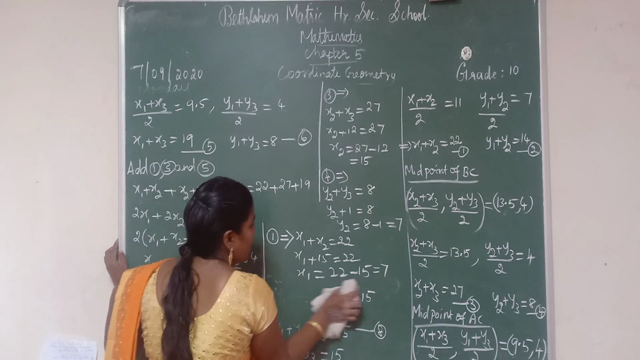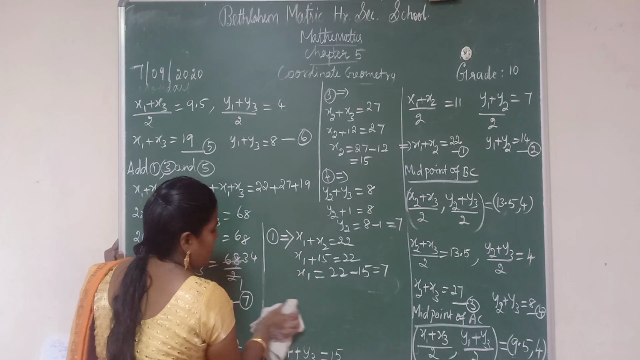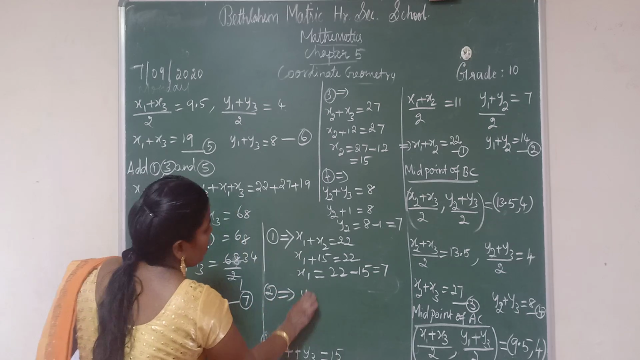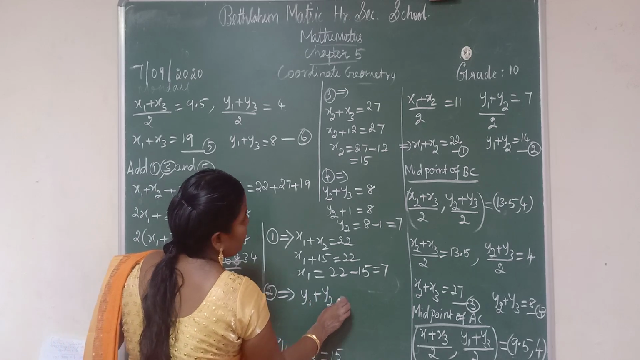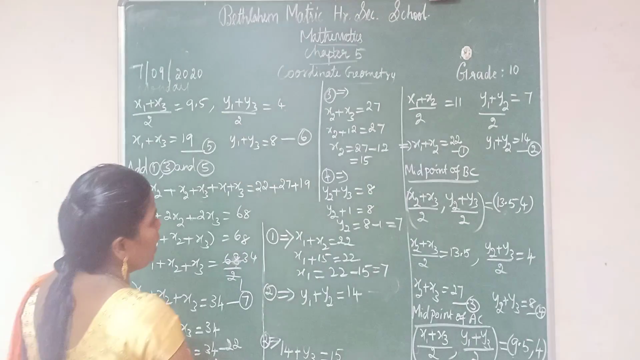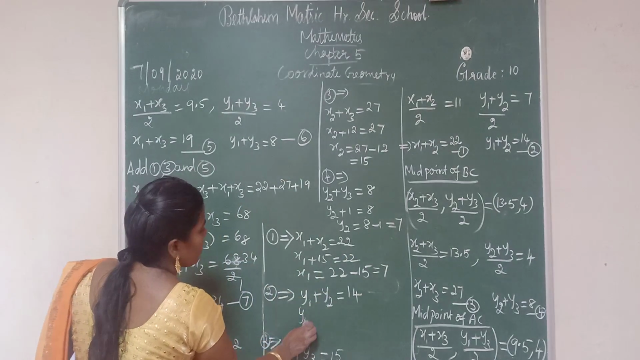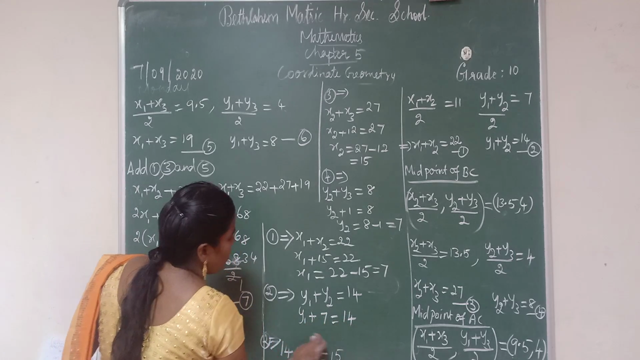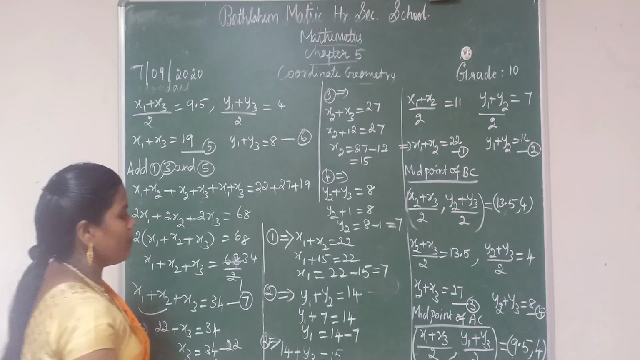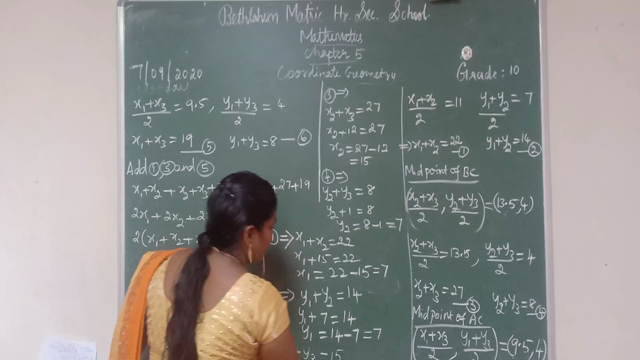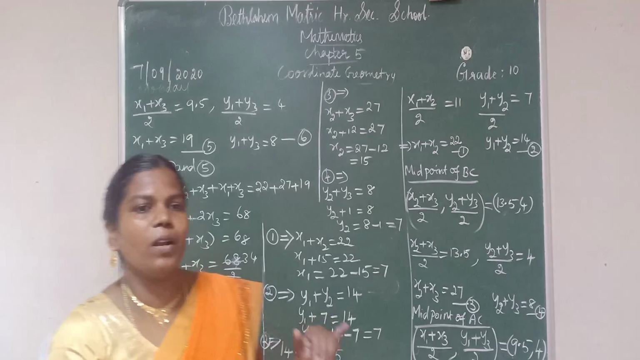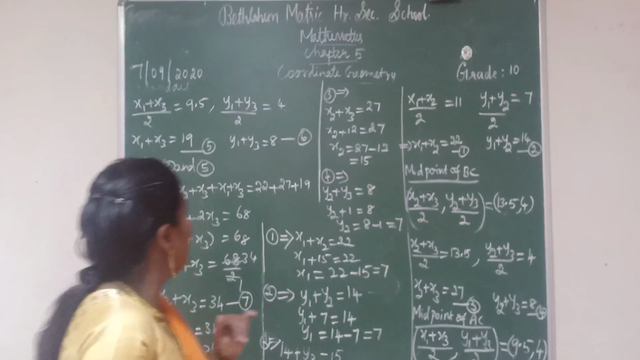In the same way, take equation number 2. What is the equation 2? y1 plus y2 is equal to 14. What is the y2 value? 7. So y1 plus 7 equal to 14. y1 is equal to 14 minus 7, which is equal to 7. Therefore, shall we write the coordinates now? x1, y1, x2, y2, x3, y3 values we got.